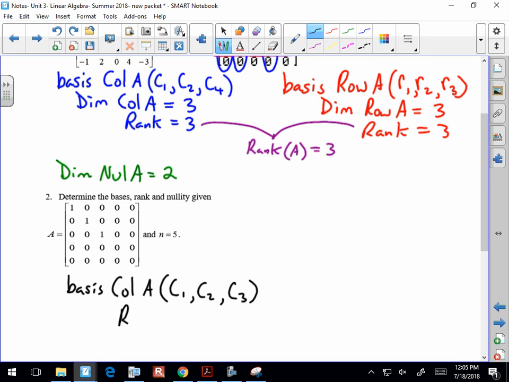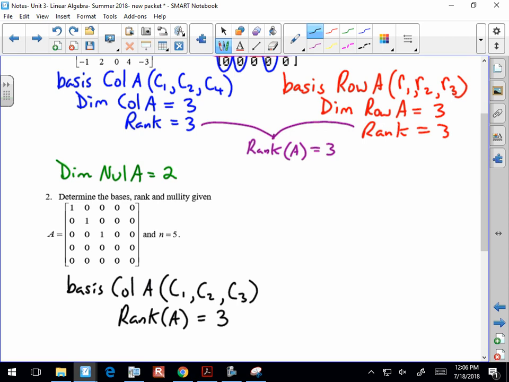So the rank of A would be equal to 3. So we can kind of cut out the fluff. We don't have to state the dimensions. I mean, we didn't have to state it in the previous one either, but just to kind of connect it.